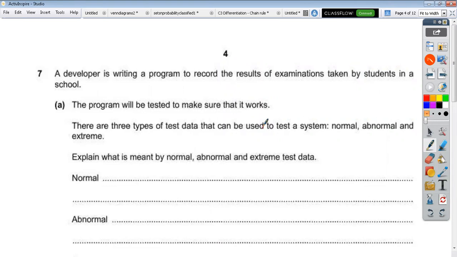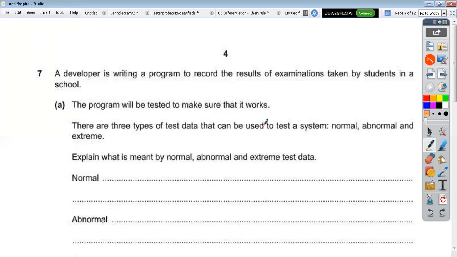Now, number 7. A developer is writing a program to record the results of examinations taken by students in a class. The program will be tested to make sure it works. There are 3 types of test data that can be used to test a system: normal, abnormal, extreme. We talked about it. I hope someone remembers. What is normal data?